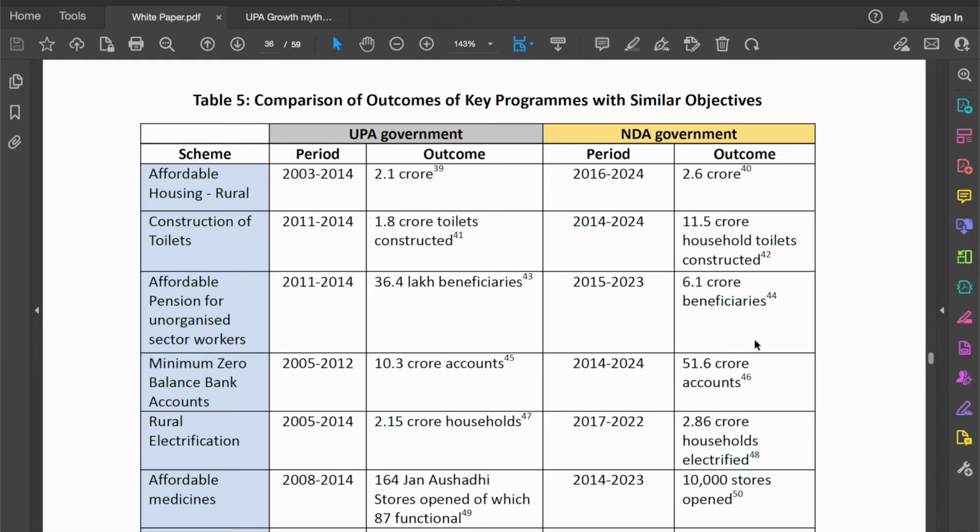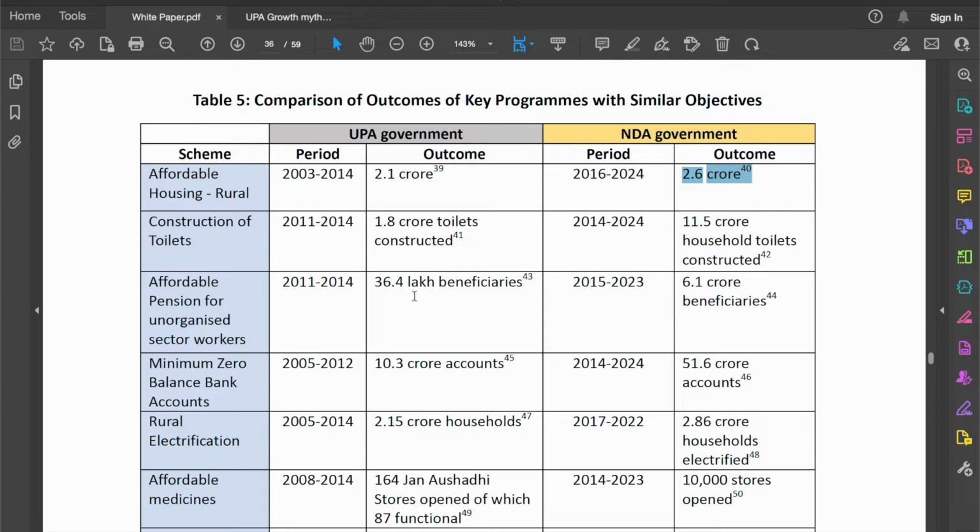Now here are the comparisons. See, I'm not against any government or for any government. In affordable housing, 2003 to 2014 and 2016 to 2024. Is this comparison of the number of years correct or not? It is not. On annual basis these are lesser number of years, and this is more number of years. So on annual basis obviously the outcome will be higher with the NDA government.